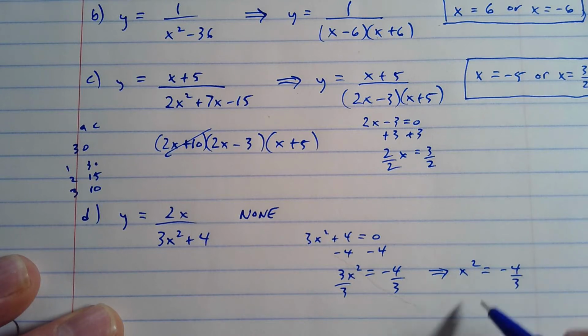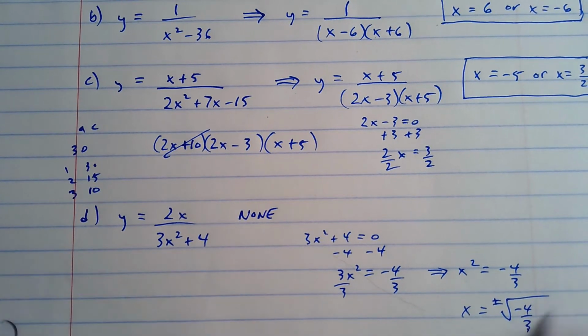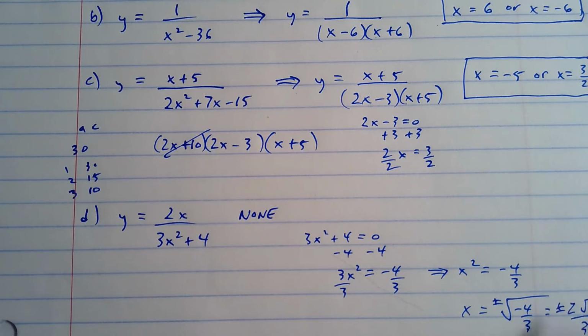The reason is we'd be getting x equals plus or minus the square root of negative 4/3, and then we'd have to do some rationalizing on that. The 2 could come out of the square root, but then it'd be root 3 over 3 with a plus or minus. So those would be the values that could actually make this 0, but they're imaginary. I forgot the i there.